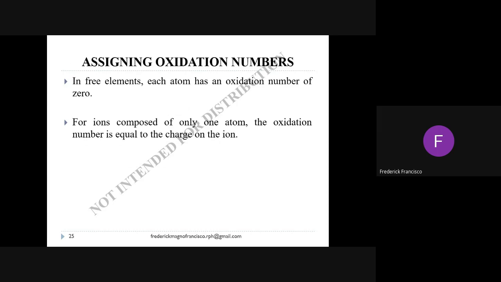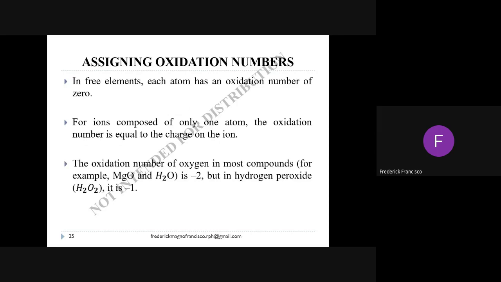All alkali metals have an oxidation number of +1 and all alkaline earth metals have an oxidation number of +2 in their compounds. Aluminum has an oxidation number of +3 in all its compounds. The oxidation number of oxygen in most compounds, for example, magnesium oxide and aluminum oxide, is -2. But in hydrogen peroxide, H2O2, it is -1.